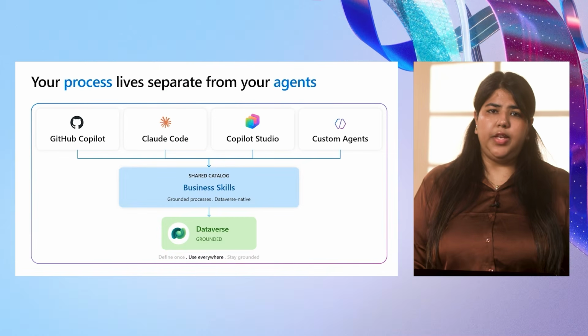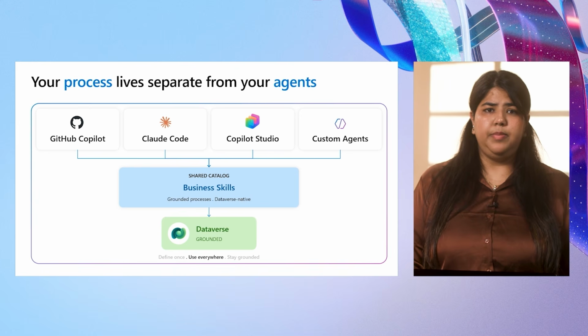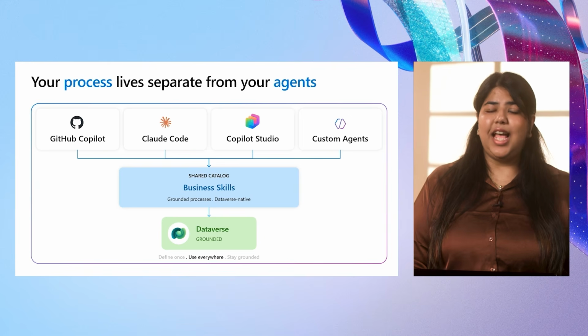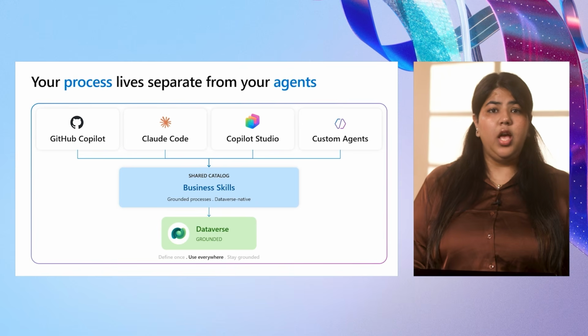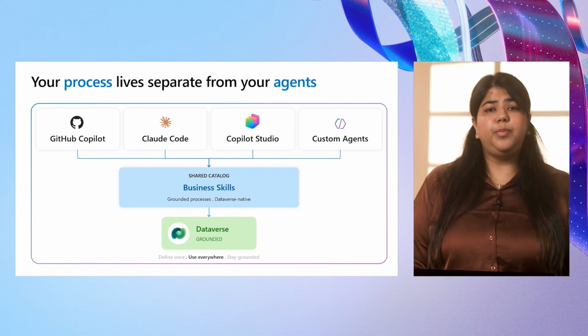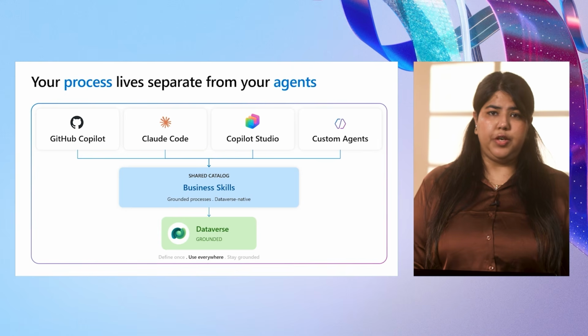What you just saw with Zavi raises an important question. What happens when the vendor assignment process changes? Say you add a fourth specialty like roofing. Do you update every single agent that you've built until now? No. And that's the architecture behind this. Your process actually lives separate from your agents. Copilot Studio, GitHub Copilot, Claude Code, or any other custom agents, they're all different surfaces, but they all pull from the same skill catalog in Dataverse. Update the skill once, and every agent follows the new process immediately. No redeployment, no version drift.